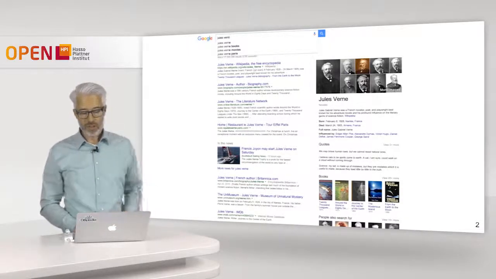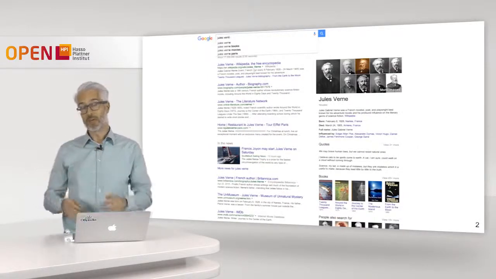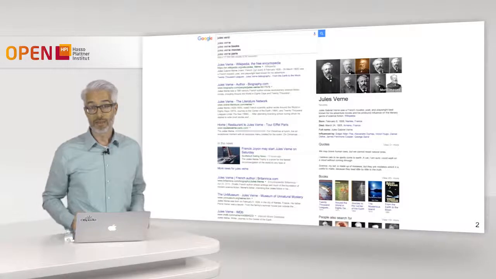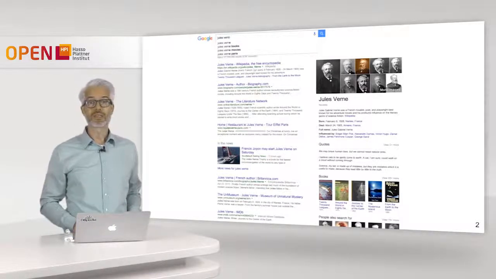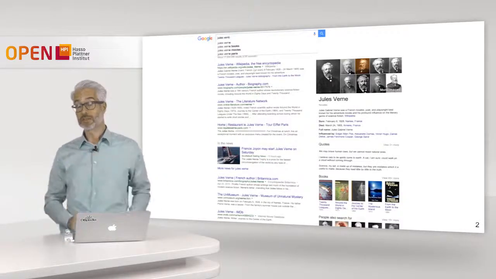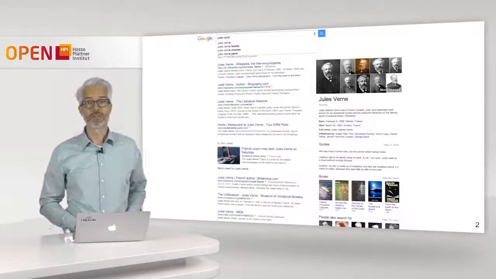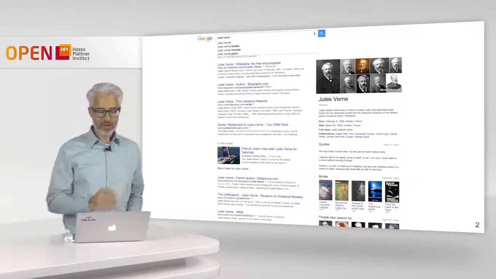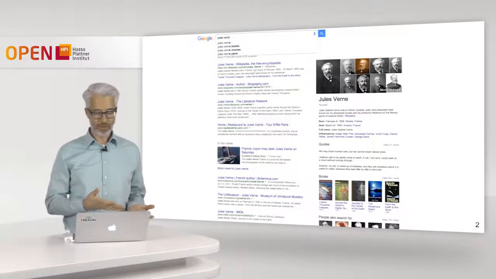So let's imagine here I'm looking for Jules Verne. First, the knowledge graph, this is the part on the right side of the screen, detects the entity Jules Verne in the text. So this is the first entity mapping for the most likely entity detected in my search phrase. If you take a closer look at the search results, of course, you will find information about the author, Jules Verne.